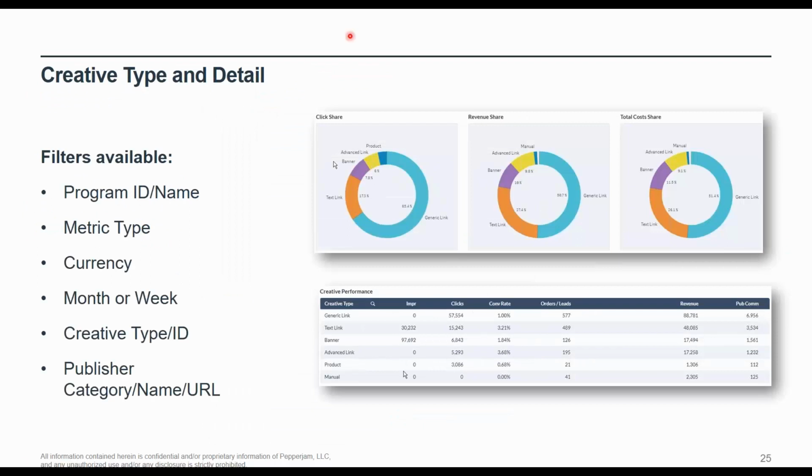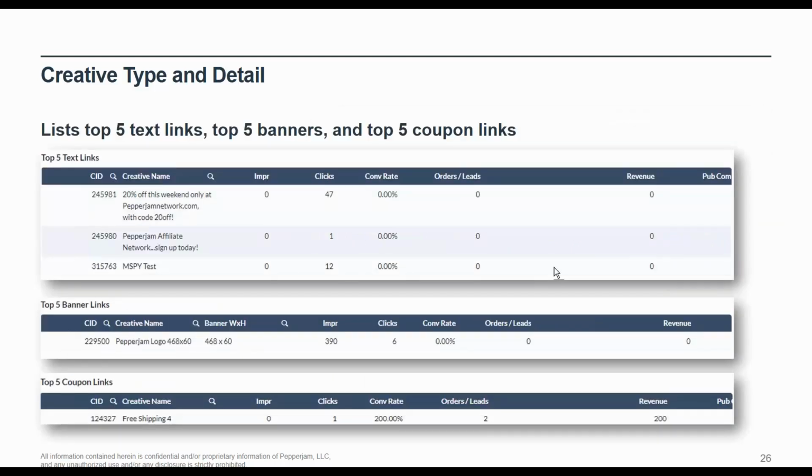Creative type and detail. In here we have some share visualizations as well as a summary by creative type. And then we also have the top 5 text links, top 5 banners, and top 5 coupon links that you can use in here to start to drill into the details.